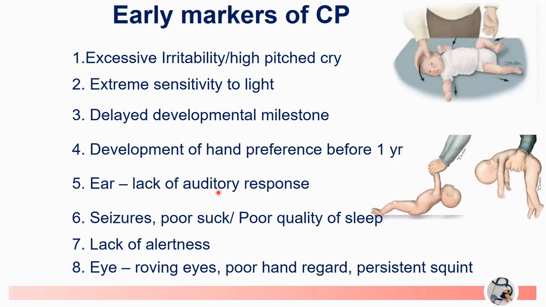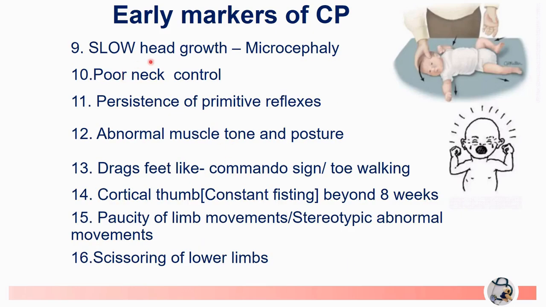If there is a lack of auditory response, child is not responding to sound or name, and seizures or poor suck, poor quality of sleep. Many mothers complain of this, baby is not having good quality of sleep. Another is lack of alertness. Another is roving eyes, poor hand regard. Hand regard should come by 3 months. So if the hand regard is not there, then persistent squint. Others are slow head growth. If you find in your measurements, if there is a microcephaly, that will also hint the child may have a CP. Poor neck control, persistence of the primitive reflexes.